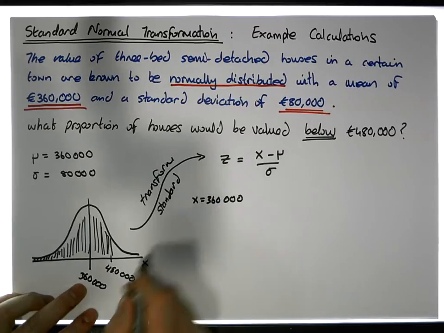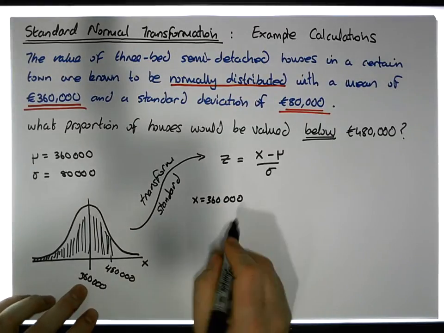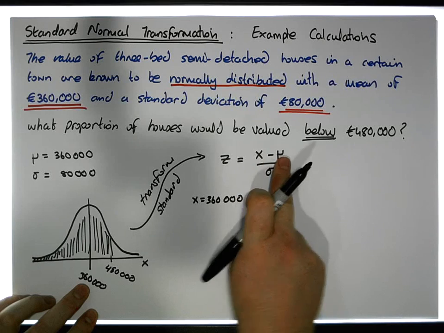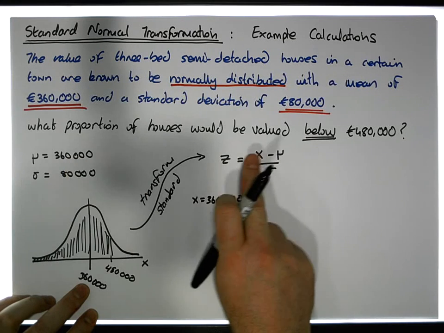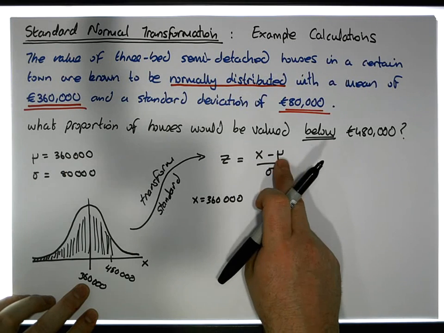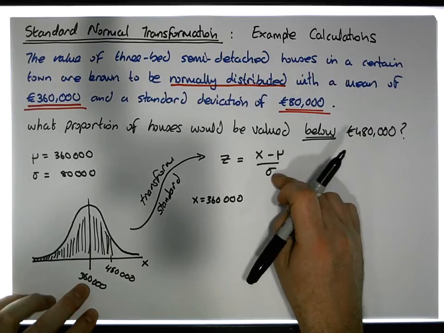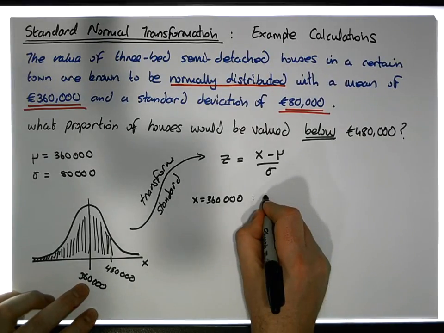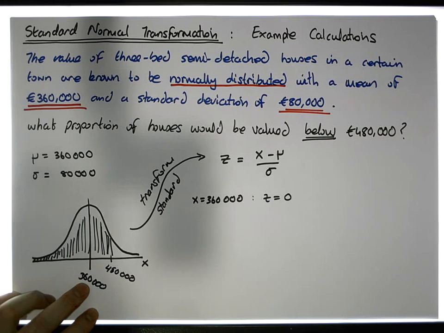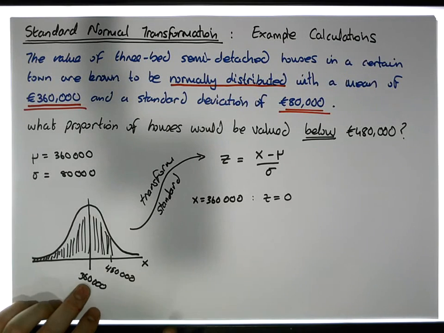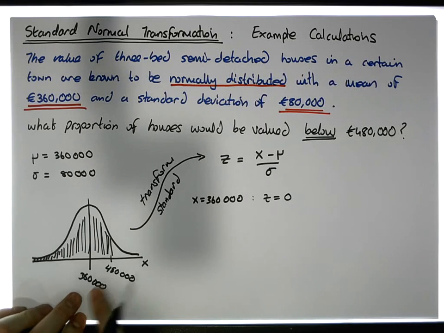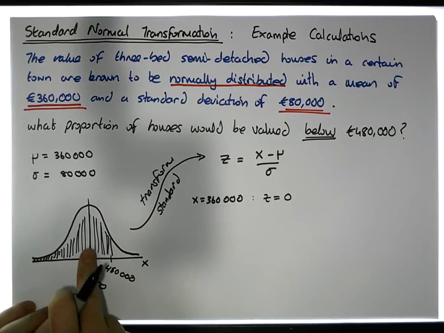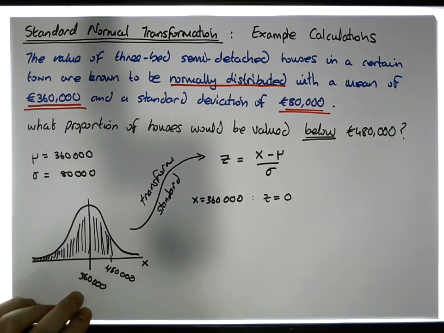The center of our distribution will always go to 0, because it's 360,000 minus the population mean, which is 360,000. So this is 360 minus 360, which gives us 0. Divided by the standard deviation, it's still 0. So in this case the z score is equal to 0. It's a trivial case. The center of our distribution is always transformed to 0. Whatever's off this symmetrical point is what's really interesting for us.